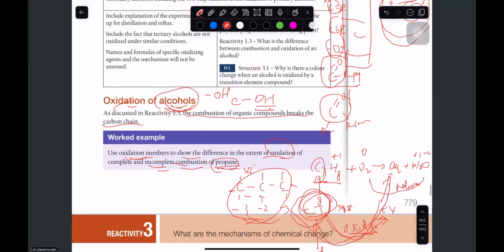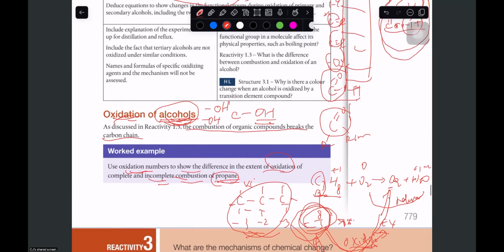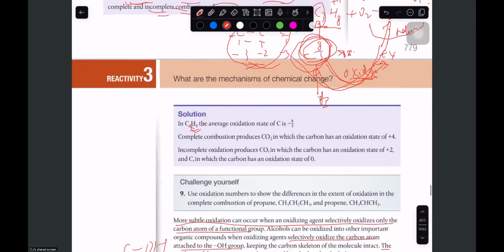Okay, we will have two examples. The first example is the oxidation of alcohols. We know alcohols have the functional group OH, right? OH. Okay. So if we oxidize it, which means it will gain oxygen, right? So how do we get the oxygen into the functional group? Well, we will look at it.